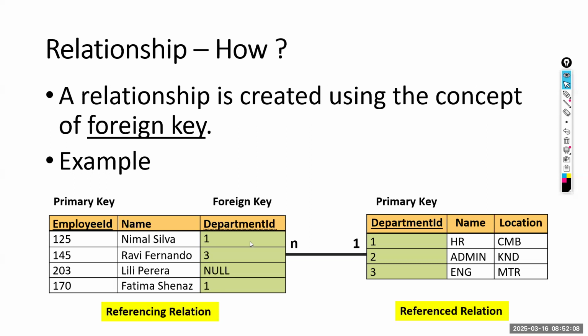Employee is the referencing table, and department is the referenced table. Because in the exam, they have even asked this: given a relationship, which one is the referencing, and which one is the referenced.